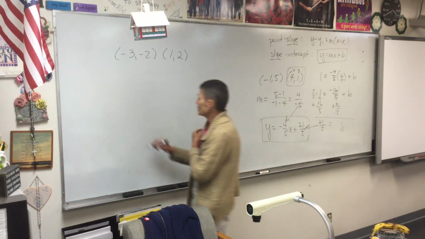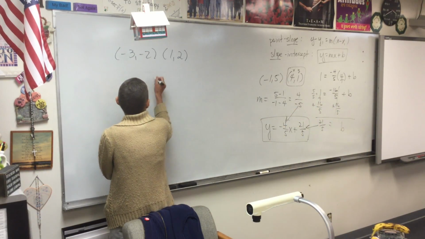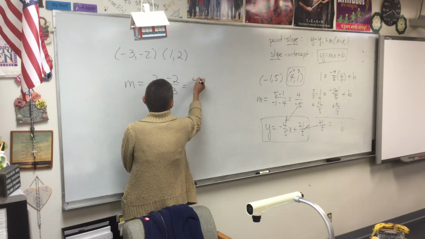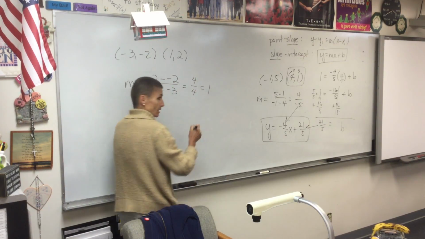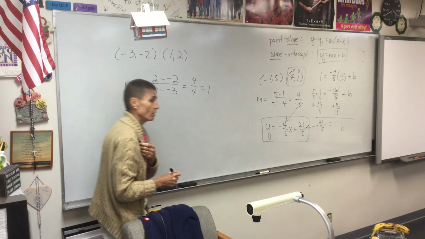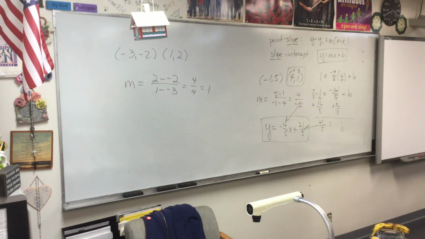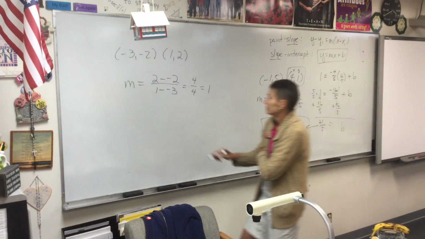Okay, you should have your slope done by now. Or is that just 1? I got 1 for my slope, did you? Oh, that helps out a lot. That means we won't have fractions, right? You got 1 as your slope? B is 1 also? Yeah.